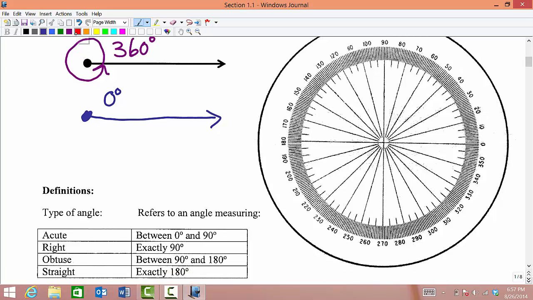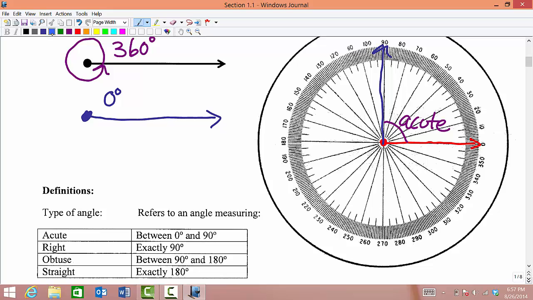An acute angle is any angle between 0 and 90 degrees. So when we look here, this will be a 0 degree angle. And our acute angles would be anything in between 0 and 90 degrees. If I point straight up, that would be a 90 degree angle. So our acute angles live anywhere between 0 and 90 degrees.